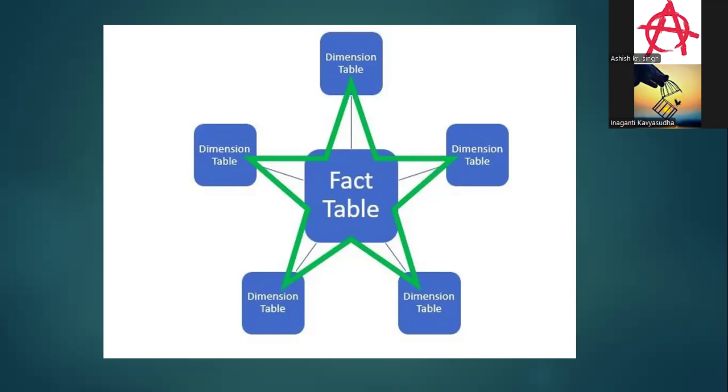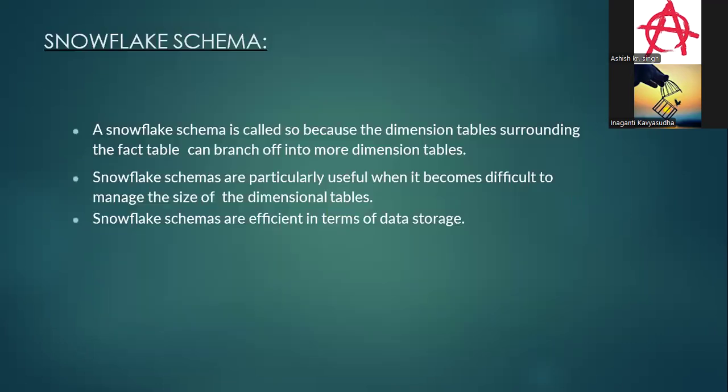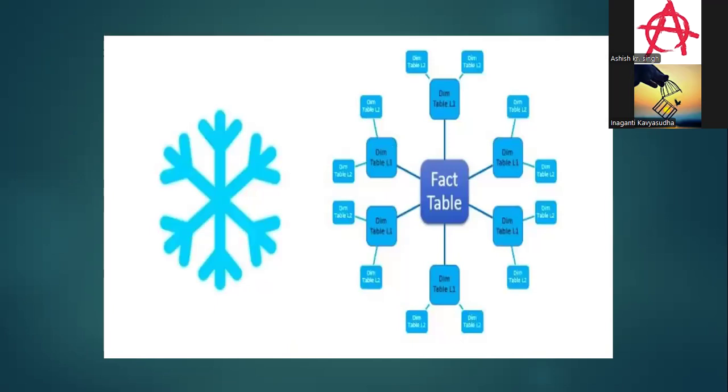So this is about star schema design. Now let's come to the snowflake schema. A snowflake schema is called so because the dimension tables surrounding the fact table can branch off into more dimension tables. Now let me show you the diagram. Here you can see there is one fact table connected to other dimension tables, and those dimension tables are further connected to other dimension tables. So this is the design of a snowflake schema.